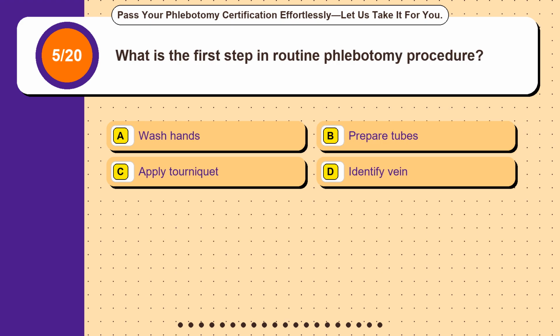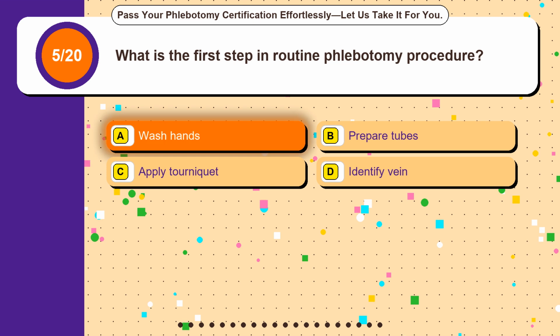Question 5. What is the first step in routine phlebotomy procedure? Option A, wash hands. Option B, prepare tubes. Option C, apply tourniquet. Option D, identify vein. The correct answer is option A, wash hands.